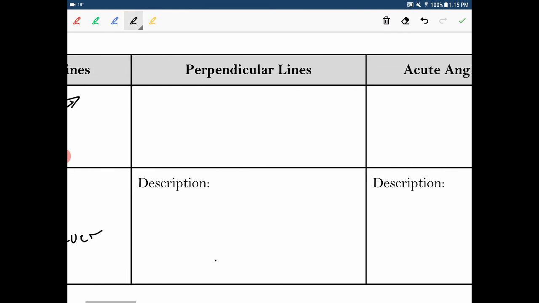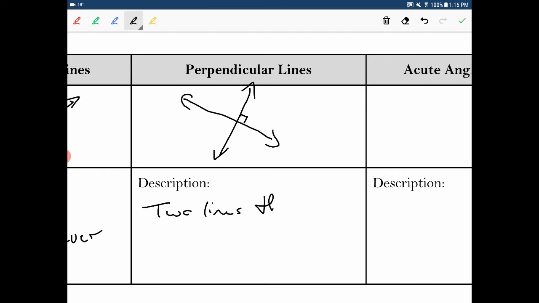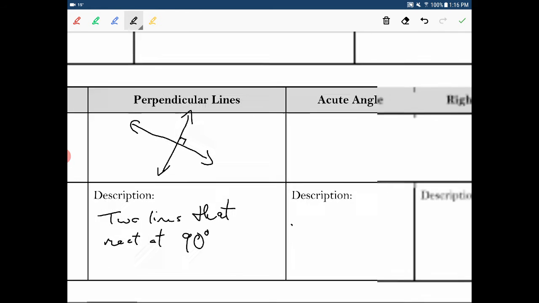Okay, perpendicular lines. There's our first line, then our second line. So we've got two lines here, and these ones meet at a 90-degree angle. So two lines that meet at 90 degrees, or a right angle, if you will.